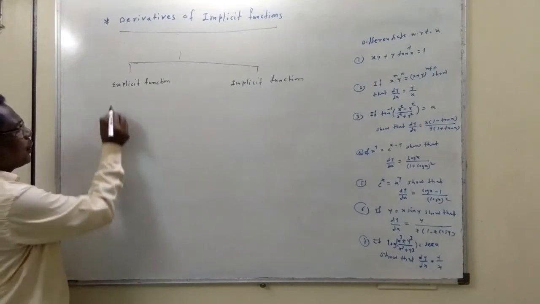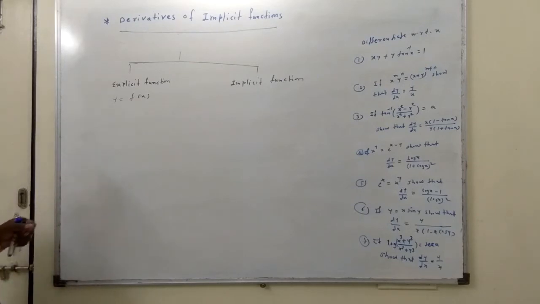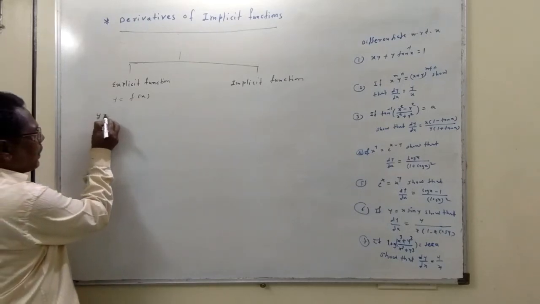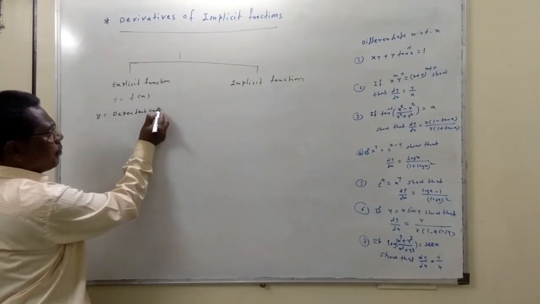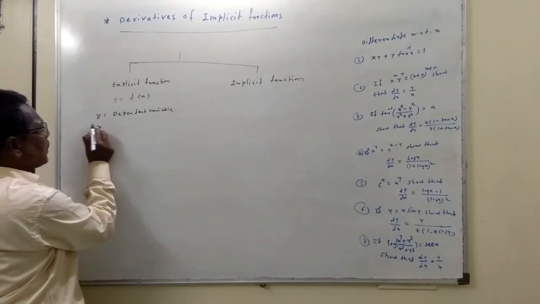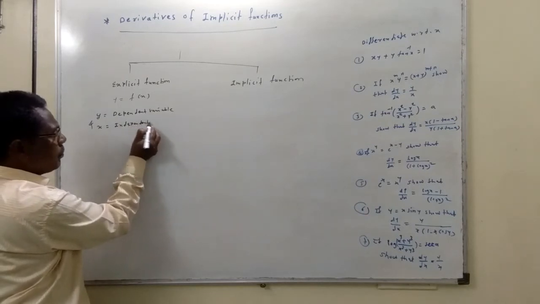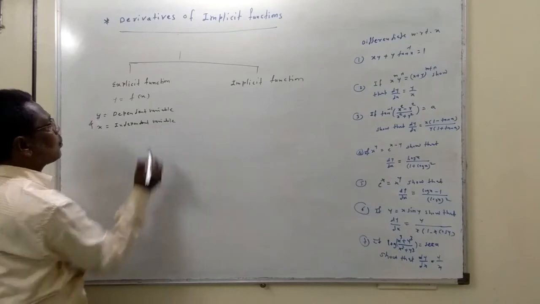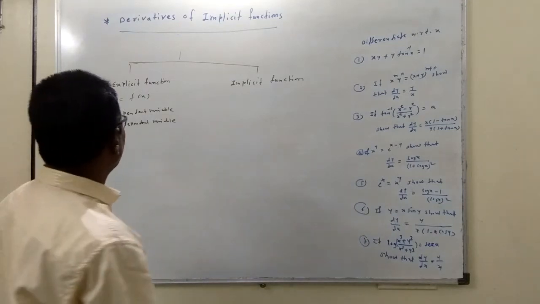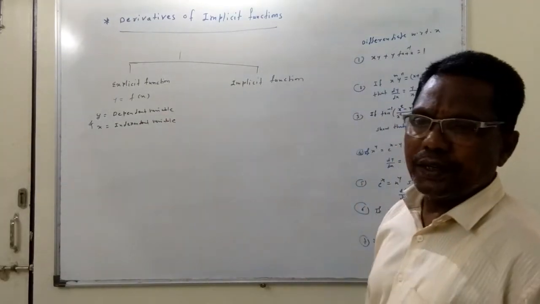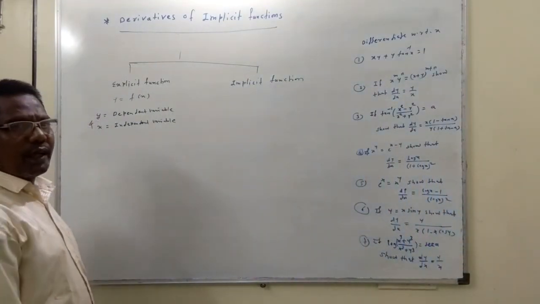The explicit function has the functional form y is equal to f of x. So here y is a function of x. y is the dependent variable and x is the independent variable. So y depends on x, not x depends on y. This functional form is the explicit function, and in this case we directly find the derivative of y with respect to x, that is dy by dx is equal to f dash x.